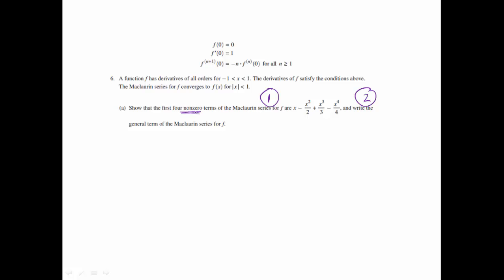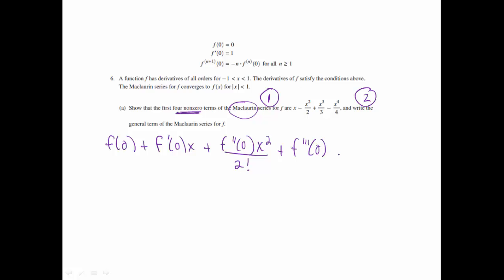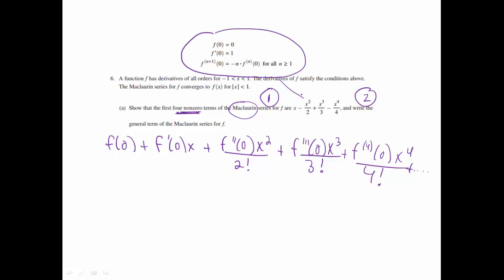Okay, if I want to write the first 4 non-zero terms, if you recall, it's a Maclaurin series, so it's about 0. So we know in general that we're going to have f of 0 plus f prime of 0 x plus f double prime of 0 x squared over 2 factorial plus f triple prime of 0 x cubed over 3 factorial plus the 4th derivative of f at 0 times x to the 4th over 4 factorial, and I could keep going. So now what we want to do is use the conditions to show that I'm going to get this as an answer.